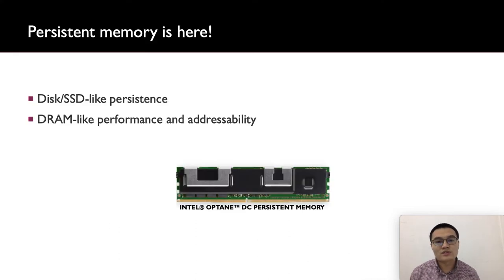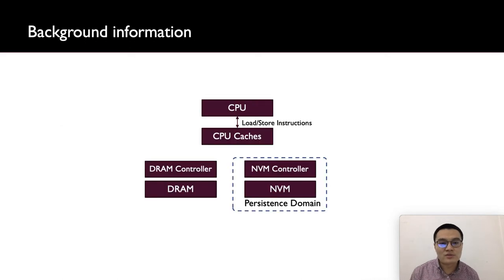So let's first get to know persistent memory. Persistent memory is a new kind of memory that provides disk-like data persistence, as well as DRAM-like memory performance, and meanwhile it is better addressable. So these novel features of persistent memory make it possible for us to manipulate persistent data via load store instructions.